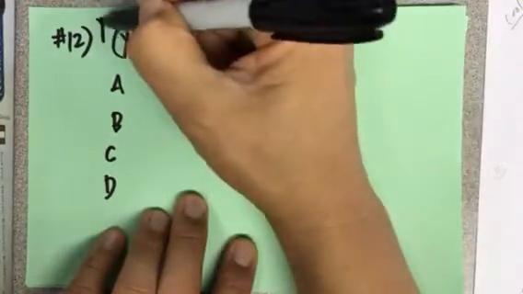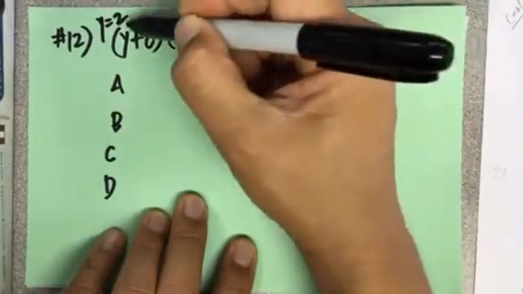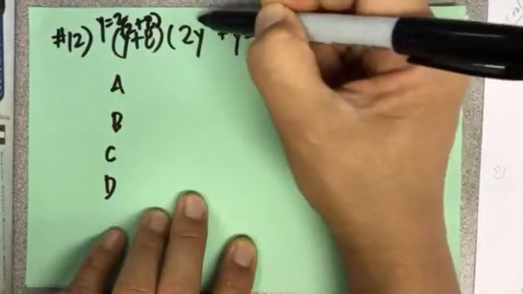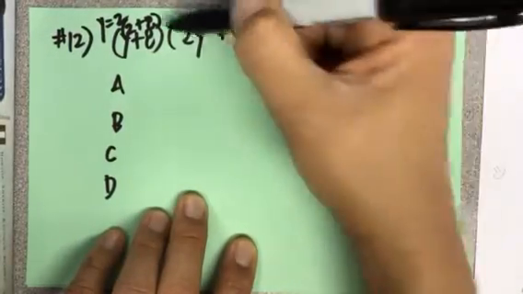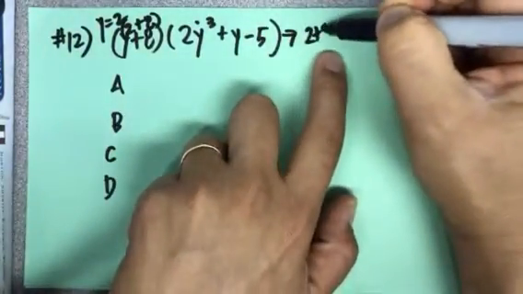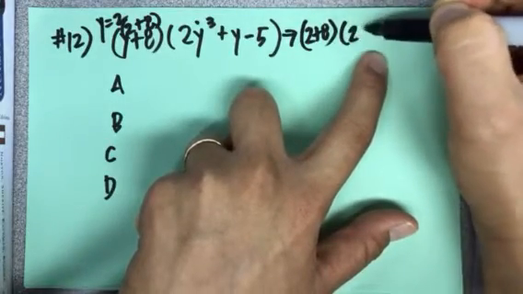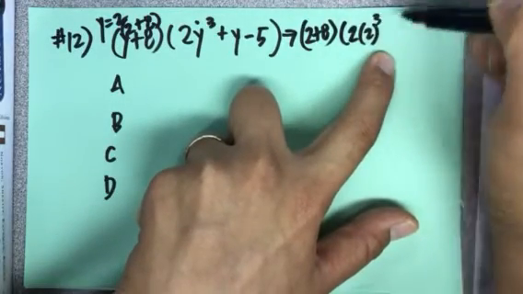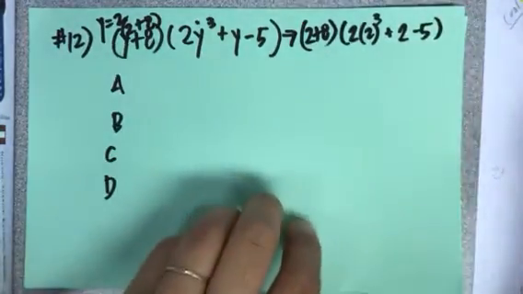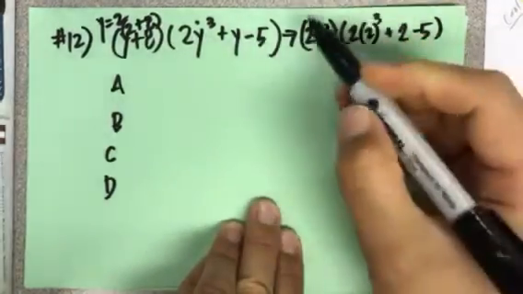So let's just say y equals 2. We always start with 2. So I'm just going to do the math to the side here. 2 plus 8, and that's going to be multiplied by 2 times 2 to the third plus 2 minus 5. Okay, so I just substituted 2 into all of this.